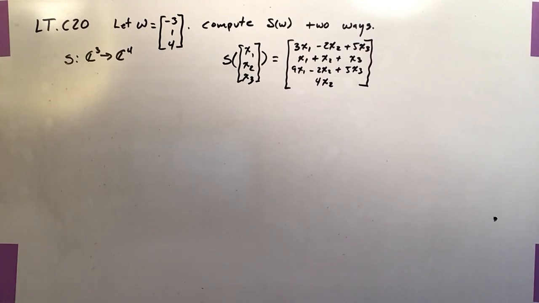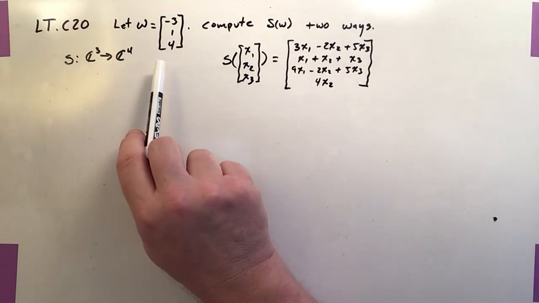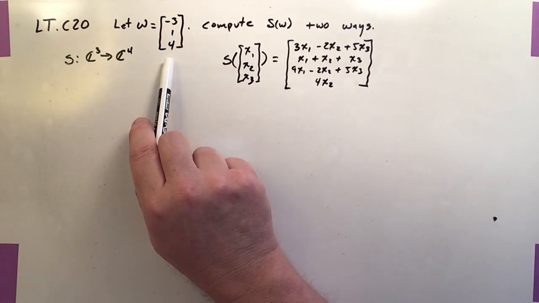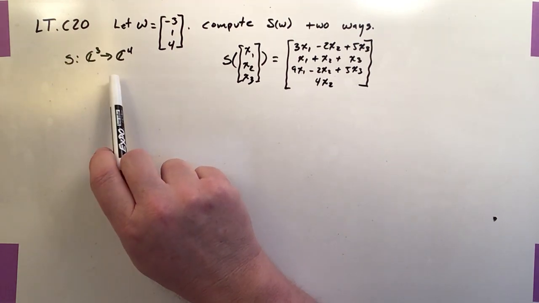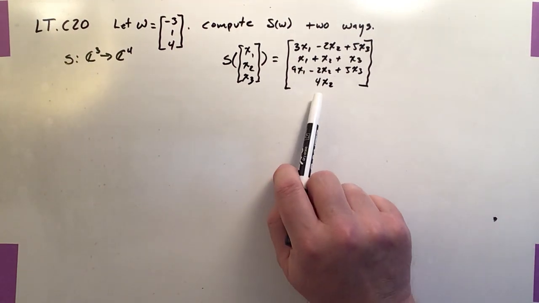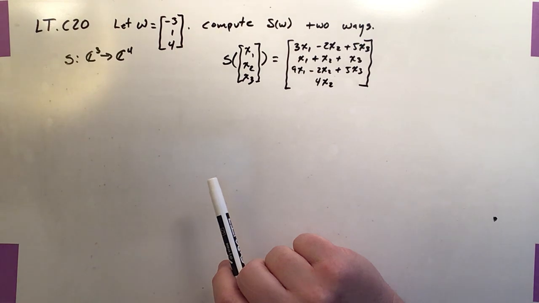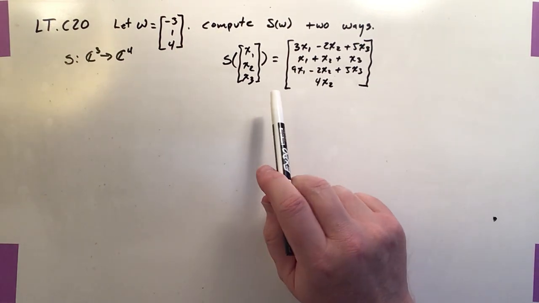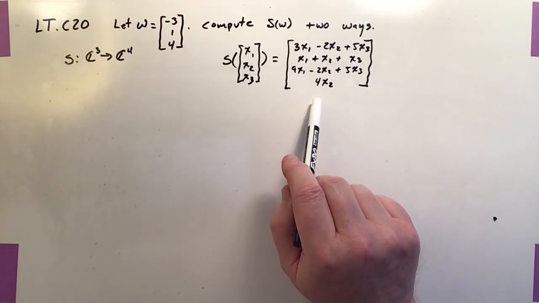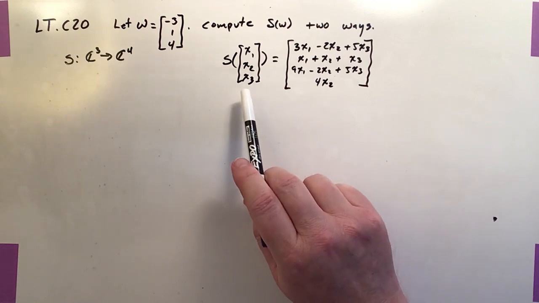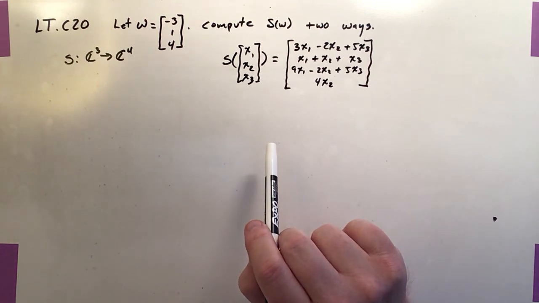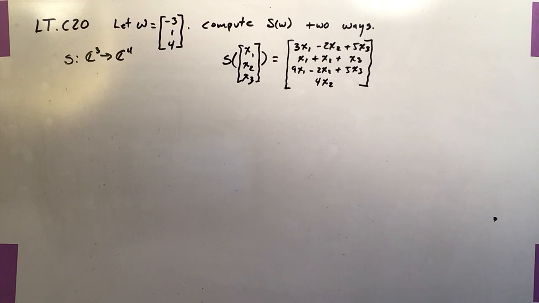Okay, this is our first example problem in linear transformations. We're going to linearly transform the vector negative 3, 1, 4 by bringing it through S, and this is the definition of S as a linear transformation. What we want to do is show the two ways of applying this particular kind of transformation, which takes a 3-vector into a 4-vector. Okay, the first way is directly.